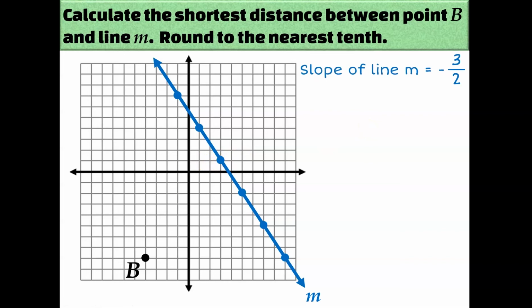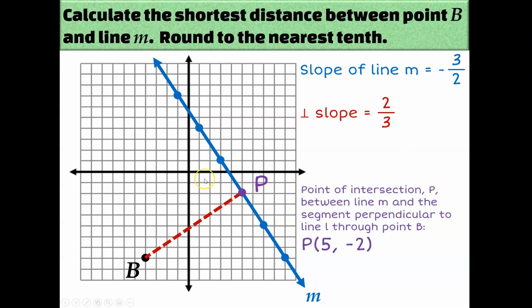So that is a slope of -3 over +2. The perpendicular slope for -3/2 would be +2/3. So from point B, I'm going to go up 2, 1, 2, and to the right 3, 1, 2, 3. And I'll just keep doing that until I intersect line M. So up 2, to the right 3, up 2, to the right 3. So it looks like I intersect at this point right here when I travel along this perpendicular line from B to point P. So P we have found is the point 5, -2, and B was the point -4, -8.